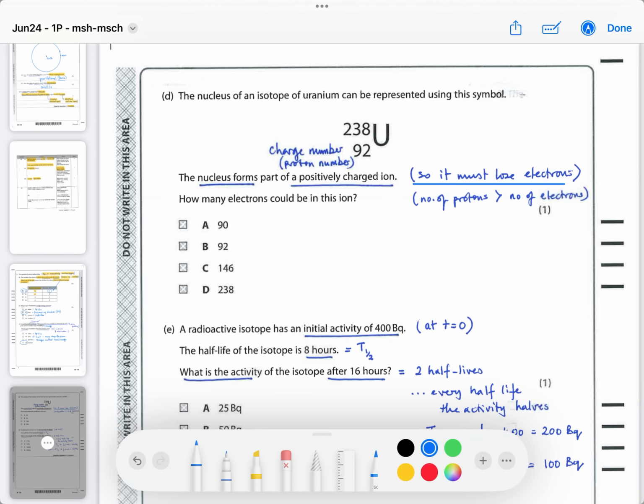How many electrons could be in this ion? Well, it has 92 protons. So it also has 92 electrons to start with. Okay? So it must lose some of the 92. Well, it can't be 92 then. It has to be less than 92. So all of these are wrong. The answer must be 90.